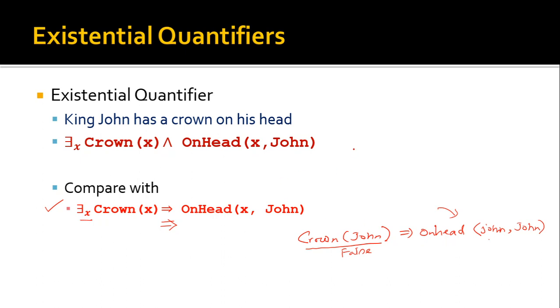So the other word of caution, or the point to ponder, is that exists X will always come with the logical AND. They go together.